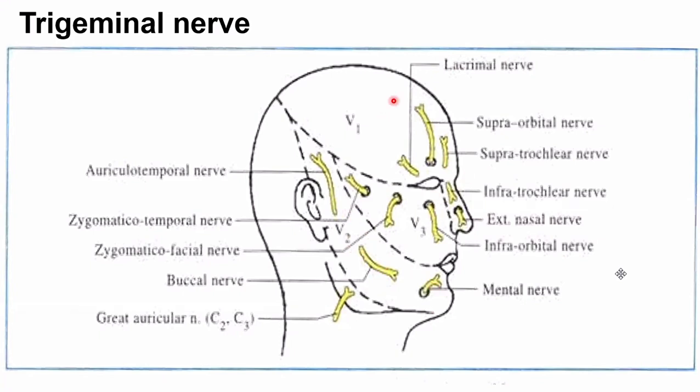So this is the trigeminal nerve. And behind it is the area supplied by the cervical plexus and also the spinal accessory.